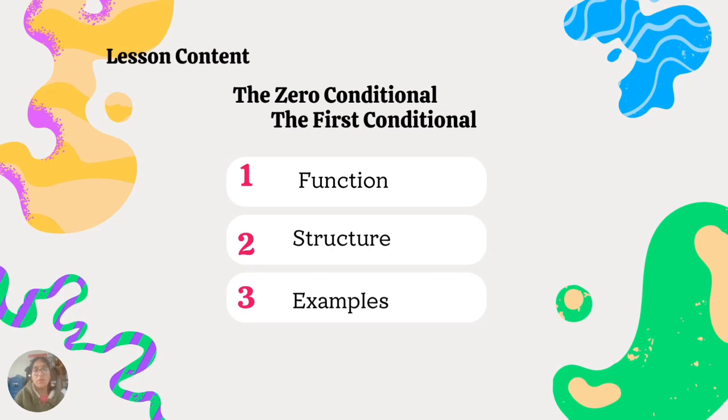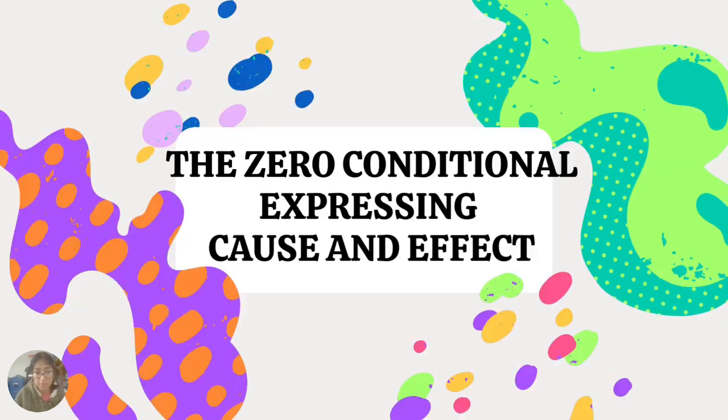In this lesson we will see the two topics: function, structure, and examples. We will start with the zero conditional. The zero conditional expresses cause and effect.